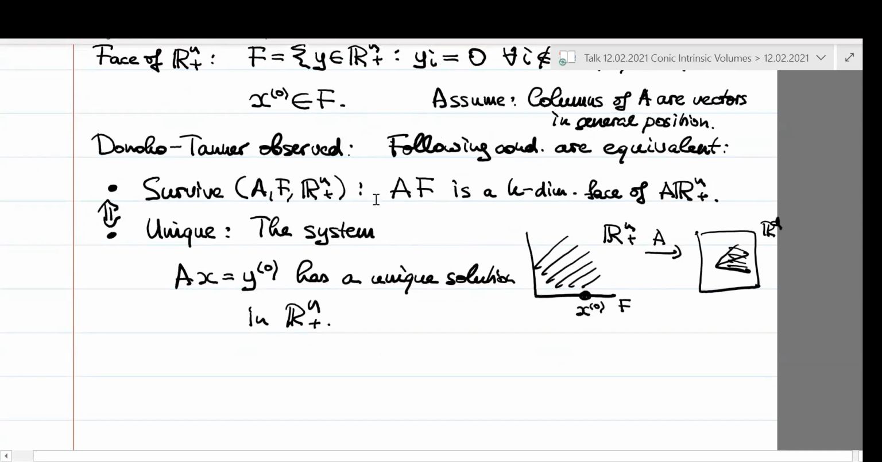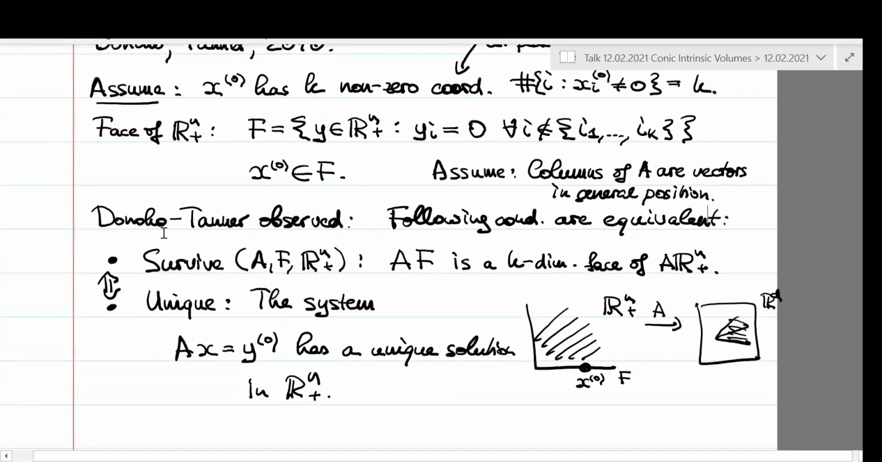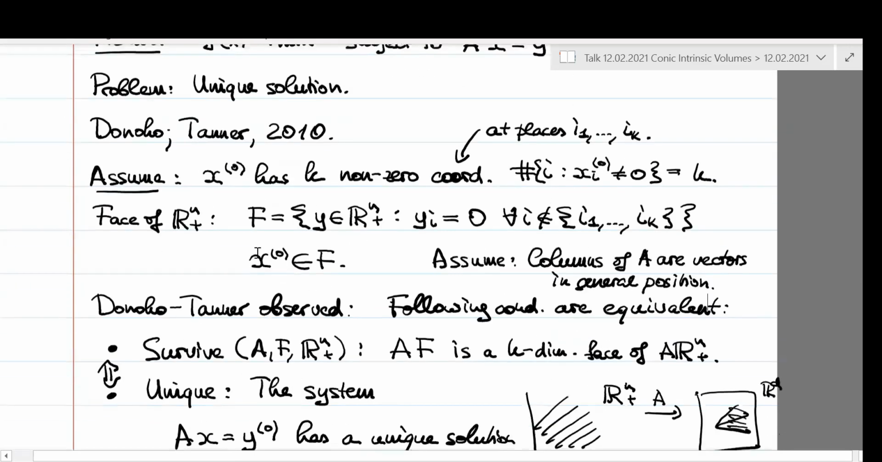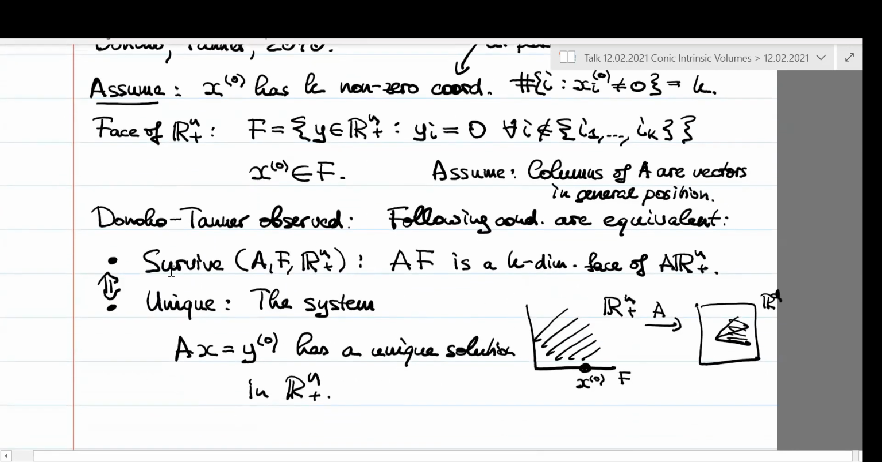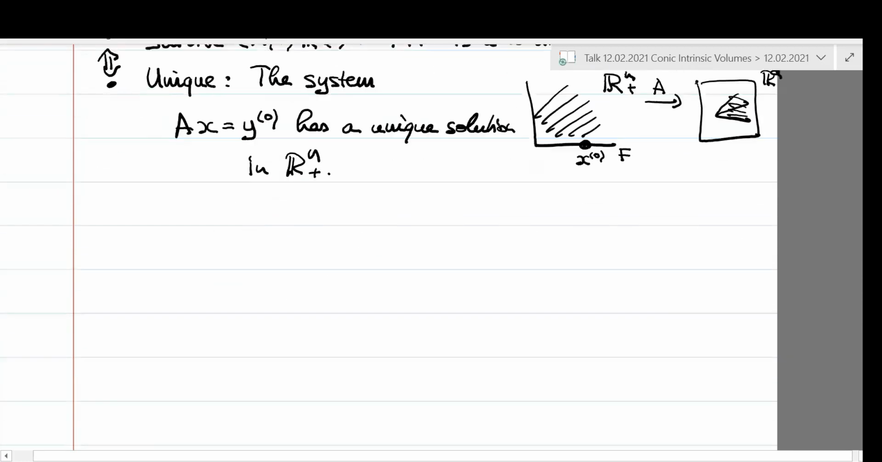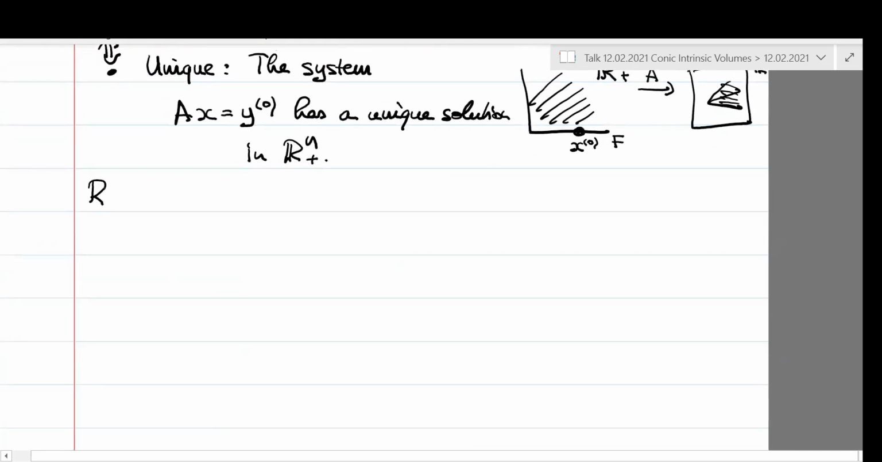And now this is an observation which is not very difficult, but it's very useful because it allows us to translate a problem into a different language. So now our problem was whether this solution is unique, and this idea allows us to translate it to a problem of counting faces of the projected orthant in this case. Let us make a remark.